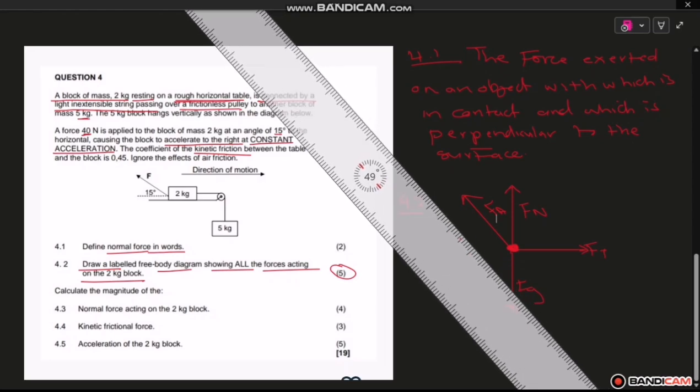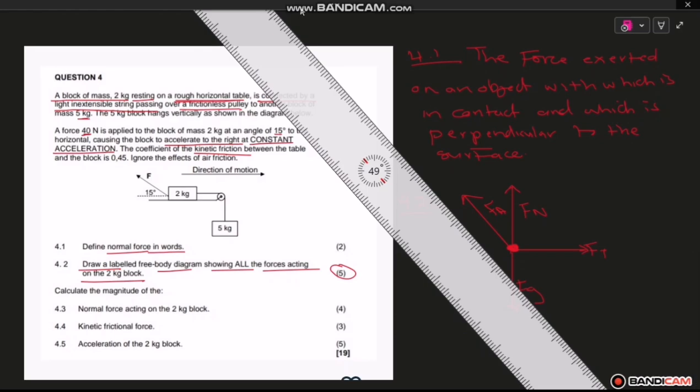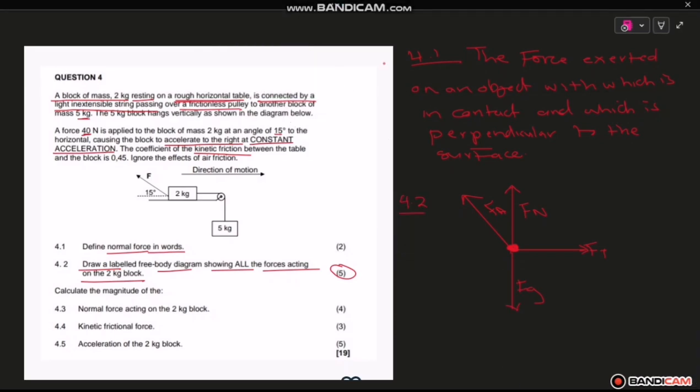Let's remove the ruler. Now the mark allocation is 5 and we have 4 arrows. The direction of motion is to the right, and they told us that there's kinetic frictional force. Therefore, frictional force will oppose the motion, so it will go to the left. I hope it makes sense. Let's shorten the length. Make sure that Fa and Ff do not have the same length. So this becomes Fk. So you have all the 5 marks here.